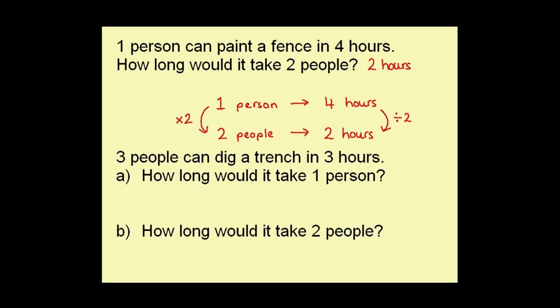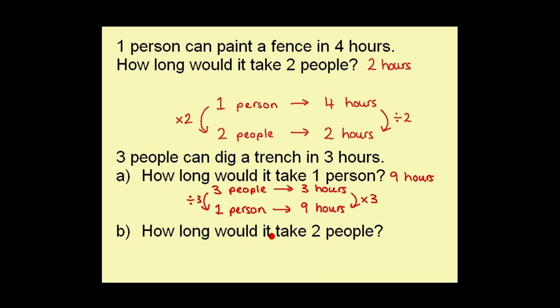So in the same way here, I'm told that 3 people can dig a trench in 3 hours. So 3 people take 3 hours. And I want to know how long it would take 1 person. So on this side, I'm dividing by 3. Now, if 3 people dig a trench in 3 hours, it's going to take 1 person much longer. So instead of dividing, I have to do the inverse, which is multiplying. So I multiply by 3, and I get the answer 9 hours.